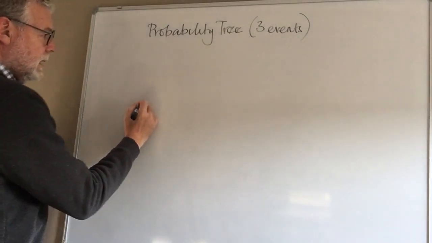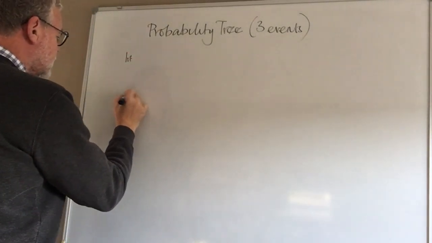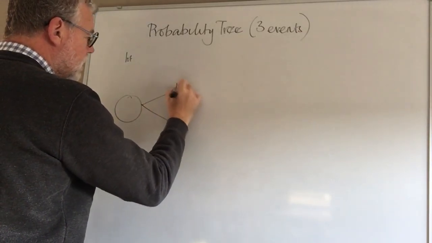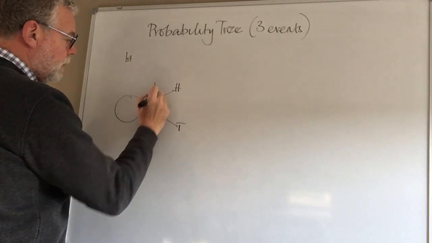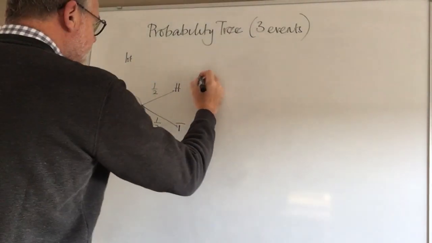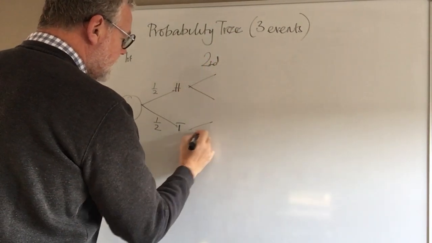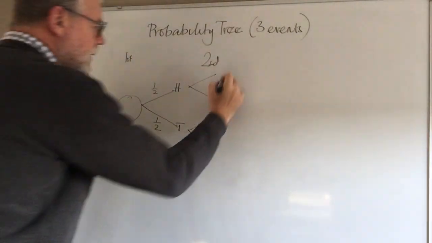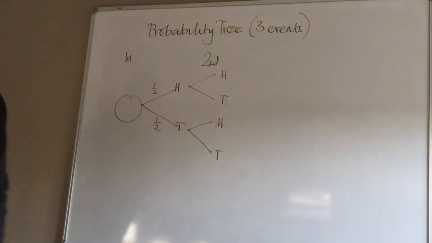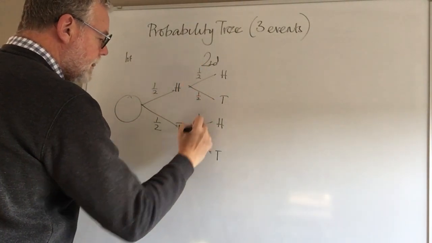Right, okay, so here's our first event. Okay, so here's our coin, and my first event, I can get a head or a tail, and we know probability, we've looked at this before. Okay, now we come to the second event. Now what can happen on my second event? Well, I could get a head or a tail, or a head or a tail. Again, we just put in our probabilities.